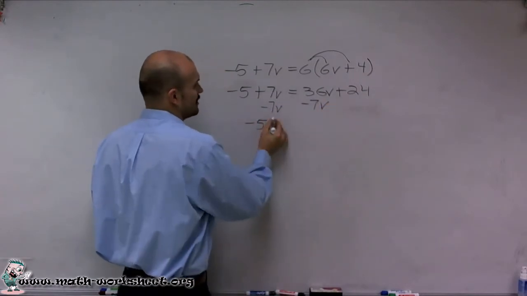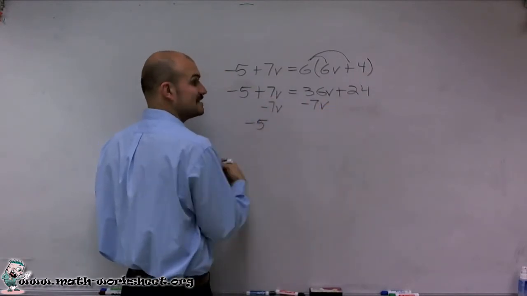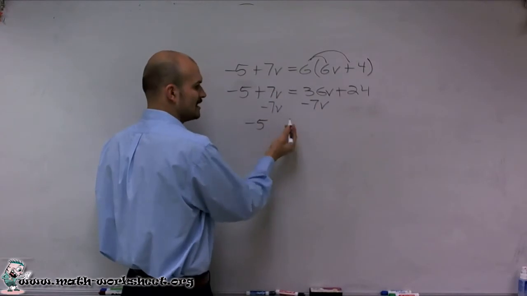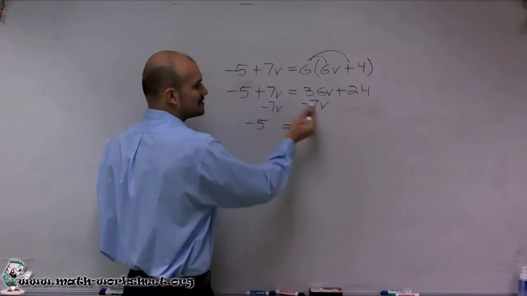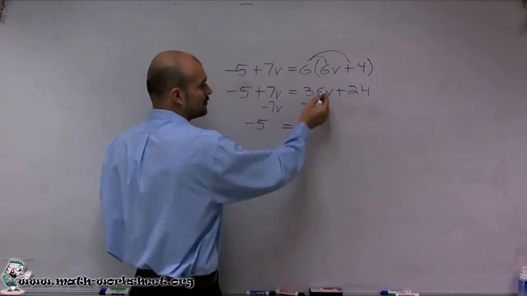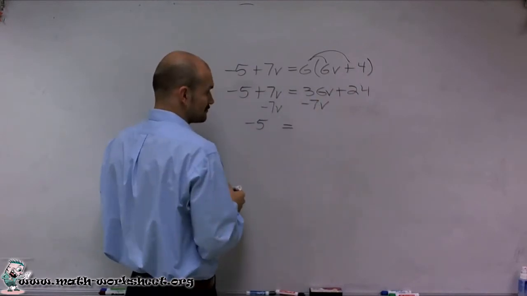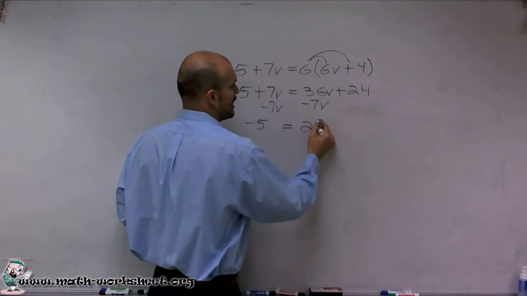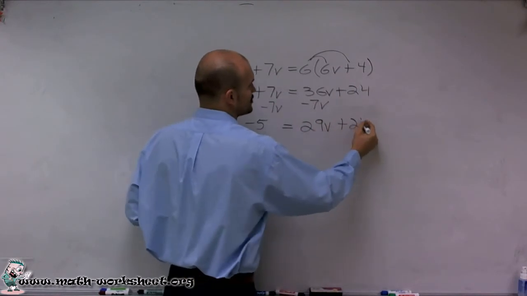By doing that, 7v minus 7v is going to become 0v, which is 0. 0 plus negative 5 is just negative 5. And again, I'm using the subtraction property of equality. 36v minus 7v is going to be now a positive 29v plus 24.